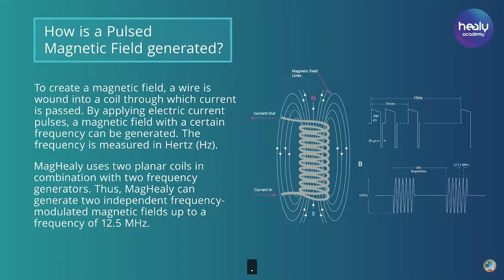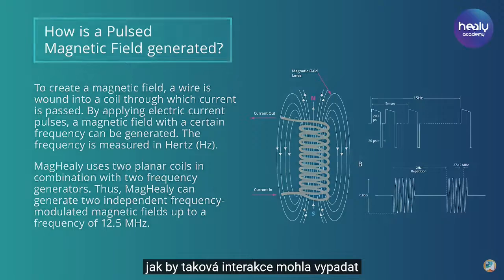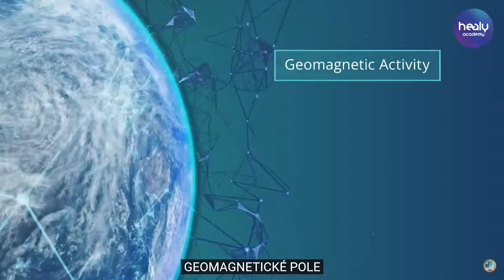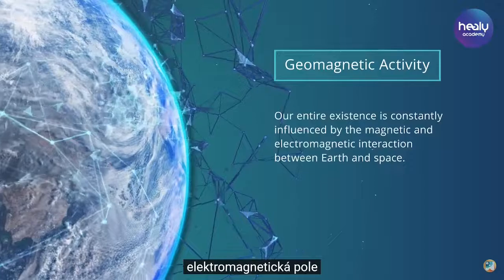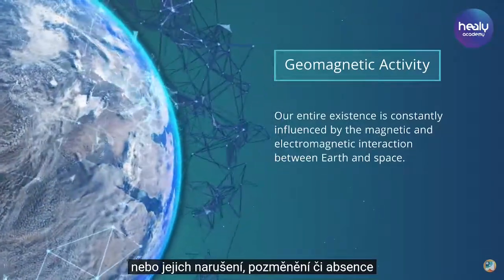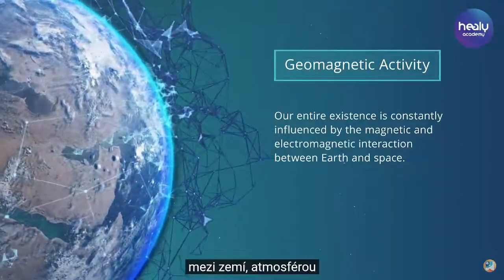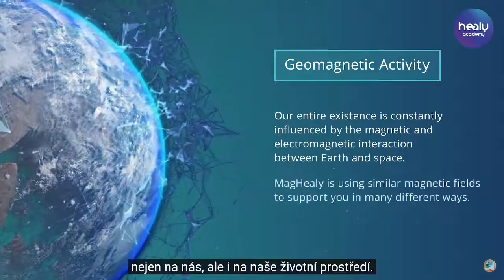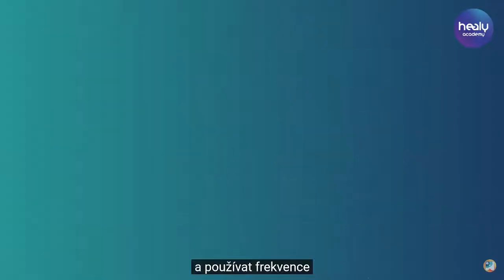To give you a more detailed picture of what such an interaction can look like, let's have a look at some examples in our daily life. Geomagnetic field. Geomagnetic activity. Larger, naturally occurring electromagnetic fields or their disturbance, change, or absence can have a strong influence on how we feel. For example, the continuous interactions between Earth, the atmosphere, and the universe are affecting not just us, but also our environment. Using Maghealy, it is now possible to use similar magnetic fields and frequencies to support you.